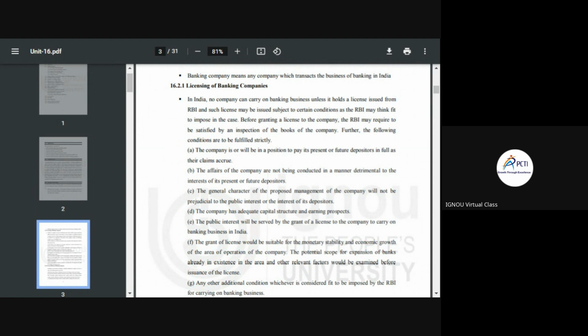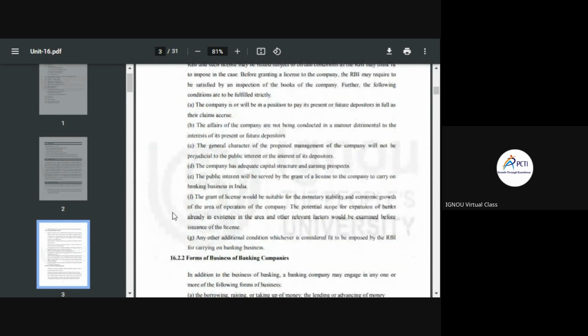First of all, the company is or will be in a position to pay its present or future depositors in full as their claims accrue. Second, the affairs of the company are not being conducted in a manner detrimental to the interest of its present or future depositors. Third, the general character of the proposed management of the company will not be prejudicial to the public interest or the interest of the depositors. Fourth, the company has adequate capital structure and earning prospects.